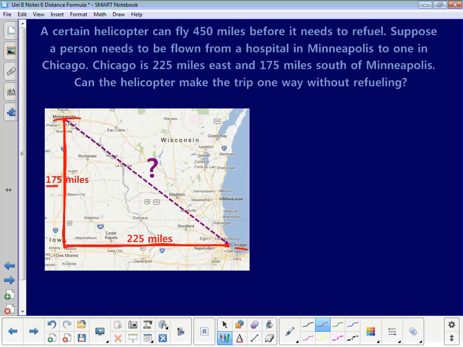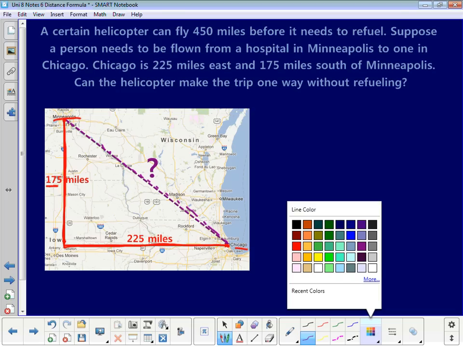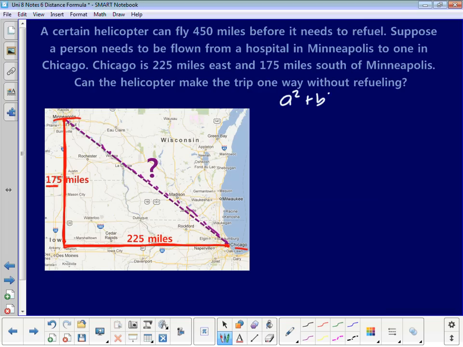But now when you're up in the air, flying in a helicopter, you're not going to fly in straight lines like that. You're going to go the shortest distance possible. So the shortest distance is this one here. But the question is, how long is that distance, and can the helicopter make it? We can use the Pythagorean theorem here to see what that distance is. We need a squared plus b squared equals c squared. We can use our two leg lengths, which are 175 and 225 for a and b, and we're trying to find the hypotenuse, which is c.